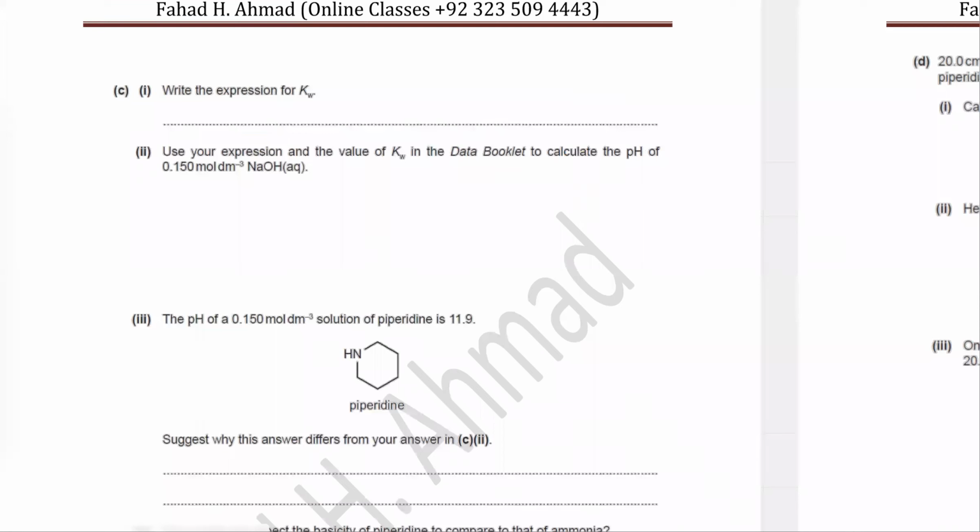So this one is again about drawing a pH curve. He's saying write the expression for KW. Remember, water ionizes and produces two ions. One of them is an H plus one. The other one is an OH ion.